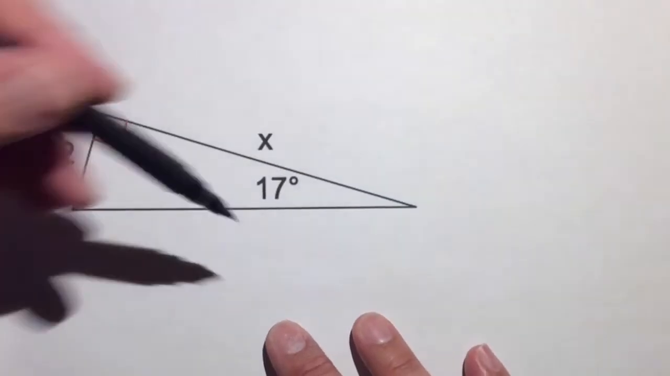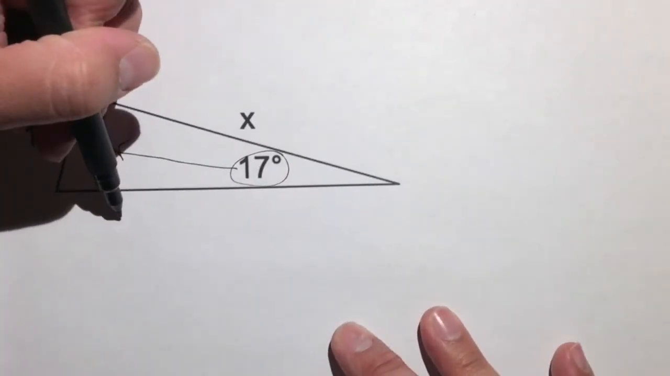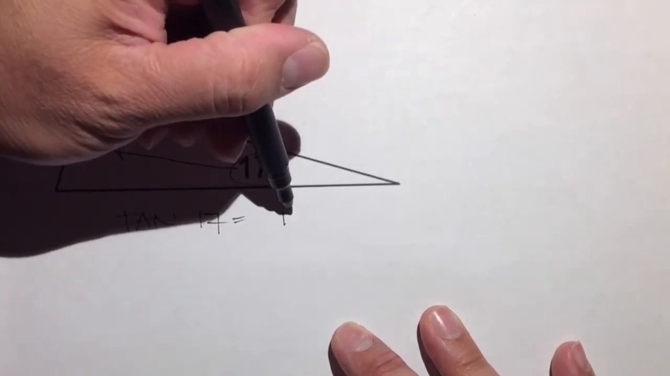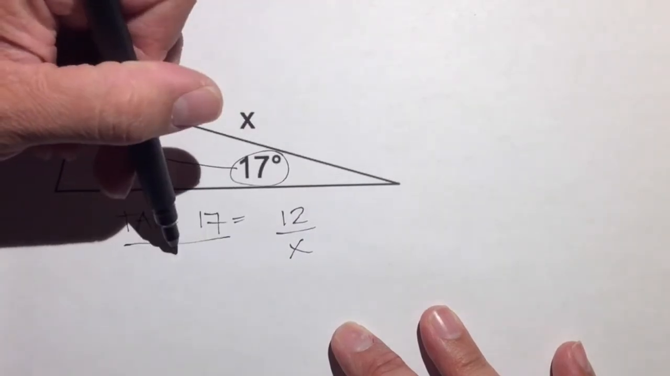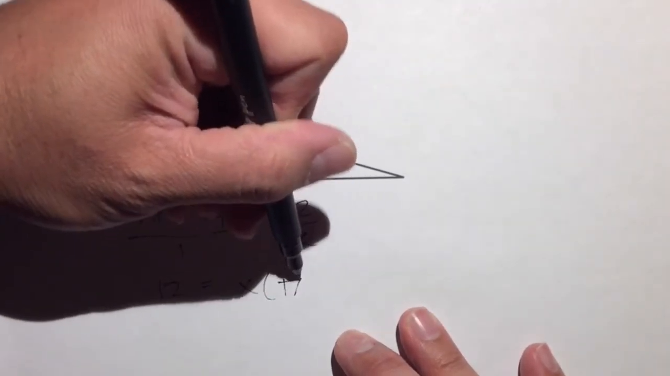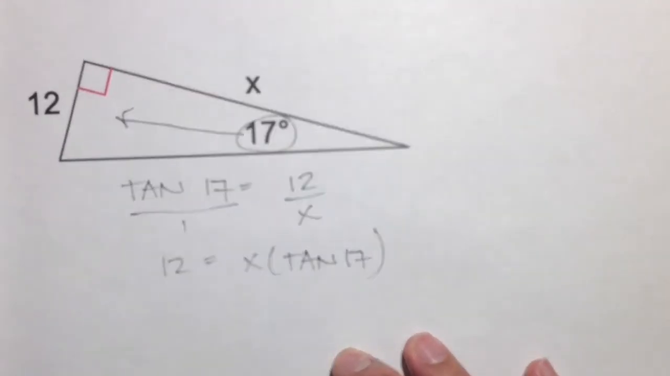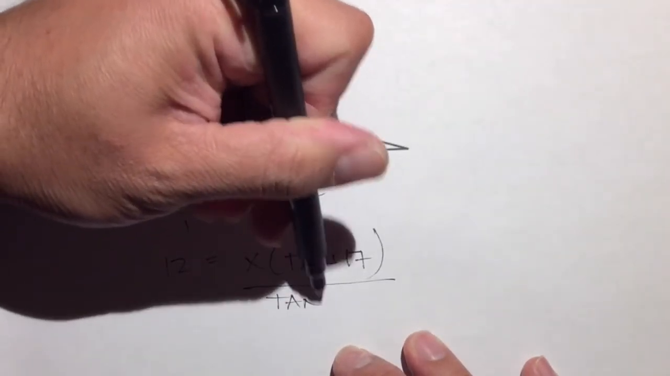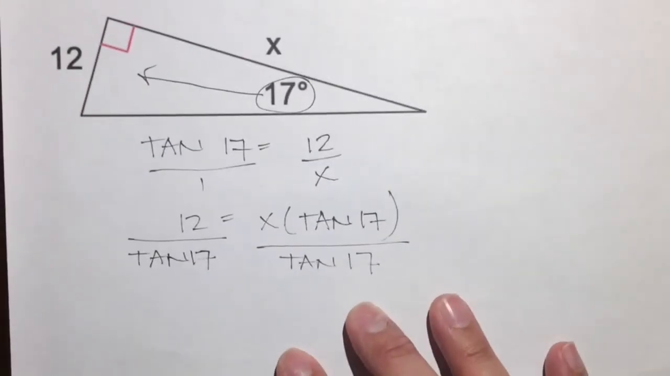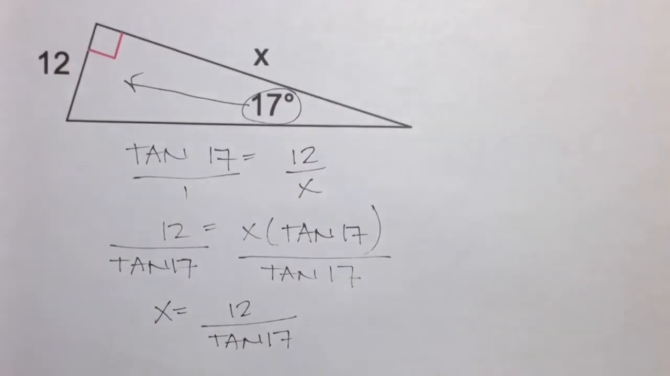Find the missing side. We have 17. We have the opposite. We have the adjacent. So tangent of 17 is equal to the opposite, which is 12 over x. And we're going to put a 1 under. We're going to cross multiply. 1 times 12 is 12, is equal to x times tangent of 17. That's times. We want to get x by itself. Opposite of multiplication is division. So x is equal to 12 over tangent of 17.